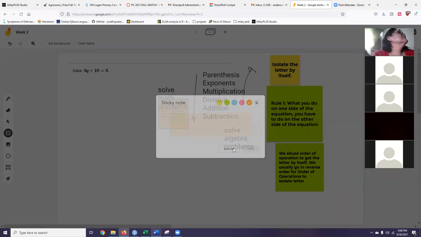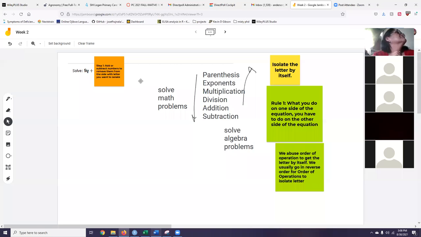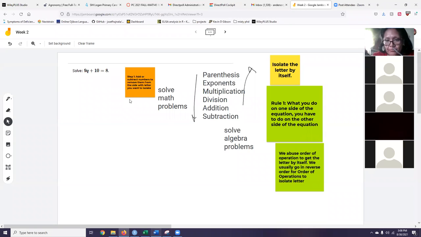So the first step for math is to add or subtract numbers to remove them from the side they want to isolate. So I want to isolate the Q. So this part right here, that 10, is what I want to get rid of. So that is what I'm going to subtract 10 from. And whatever I do to one side of the equation, I have to do to the other. So I have to subtract 10 from the other side.